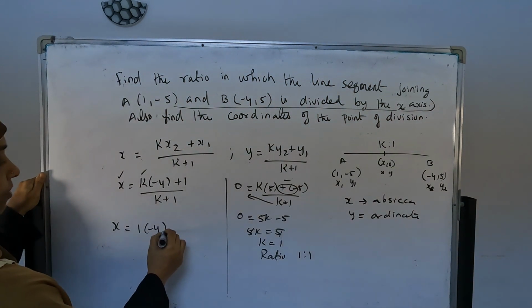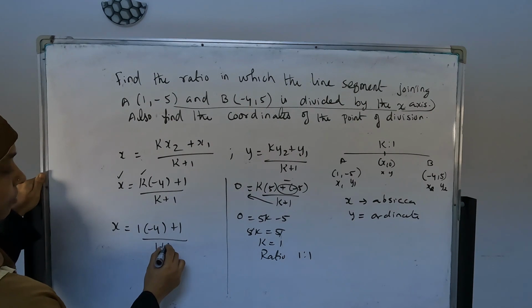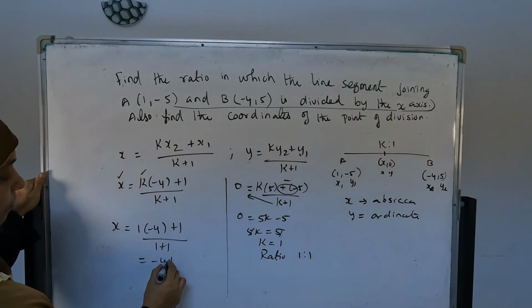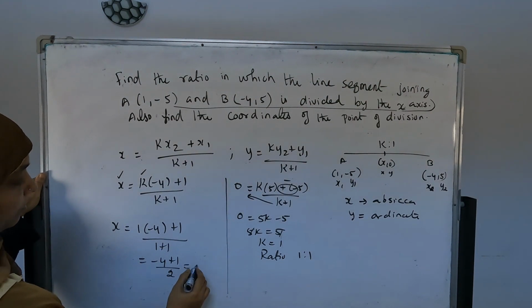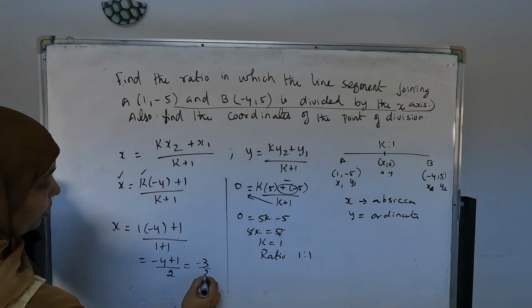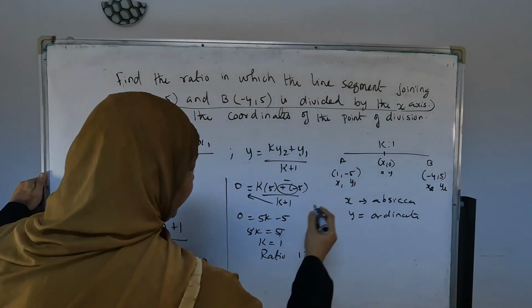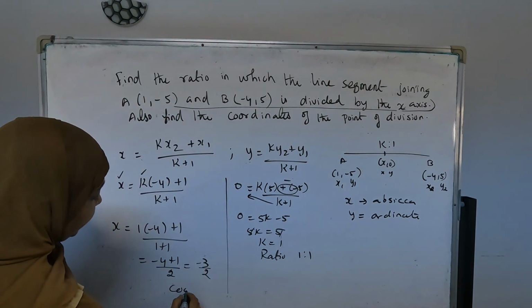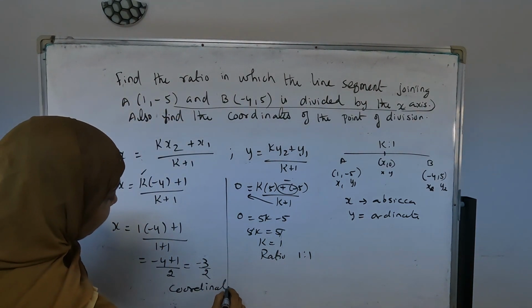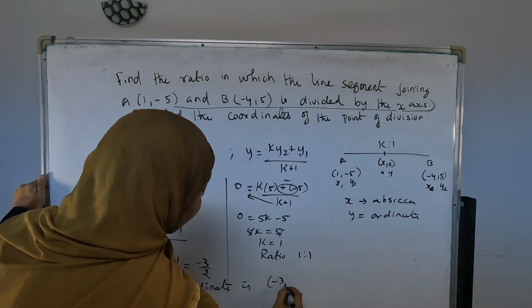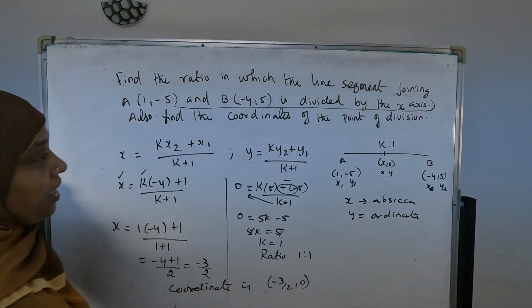Now this 1 we will substitute here in the place of k. 1 into -4 plus 1 by 1 plus 1. It is -4 plus 1 by 2, that means -3 by 2. -4 plus 1 is -3 by 2. So this coordinate is -3 by 2 comma 0.